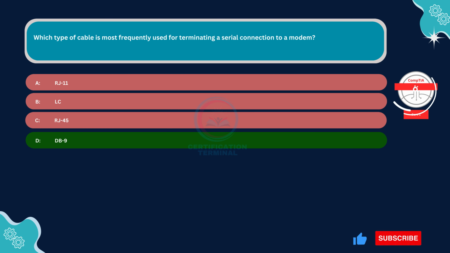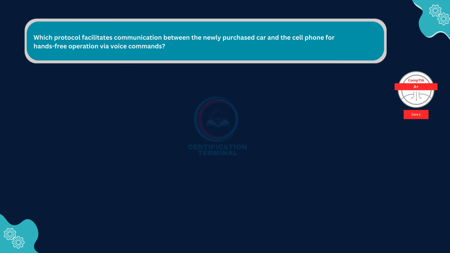Option C, RJ45, is incorrect. RJ45 cables are commonly used for Ethernet connections and networking, including terminating Ethernet cables for data transfer. While they are widely used in networking, they are not typically used for serial connections to modems.